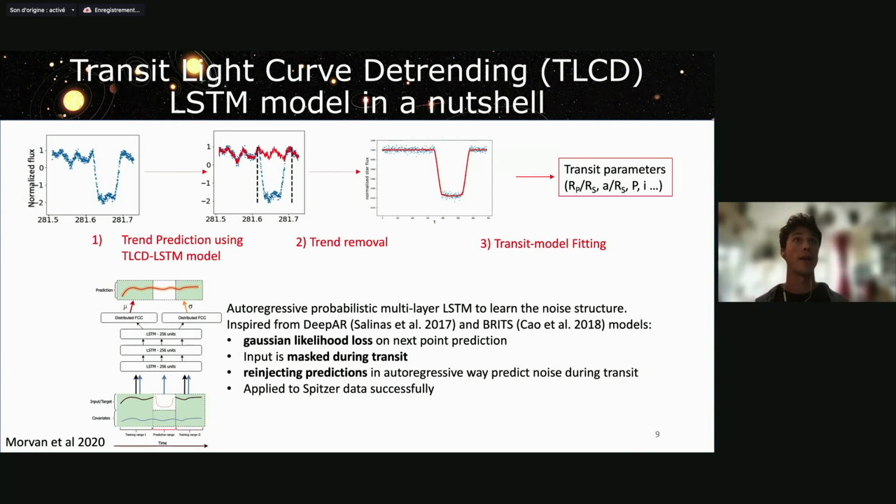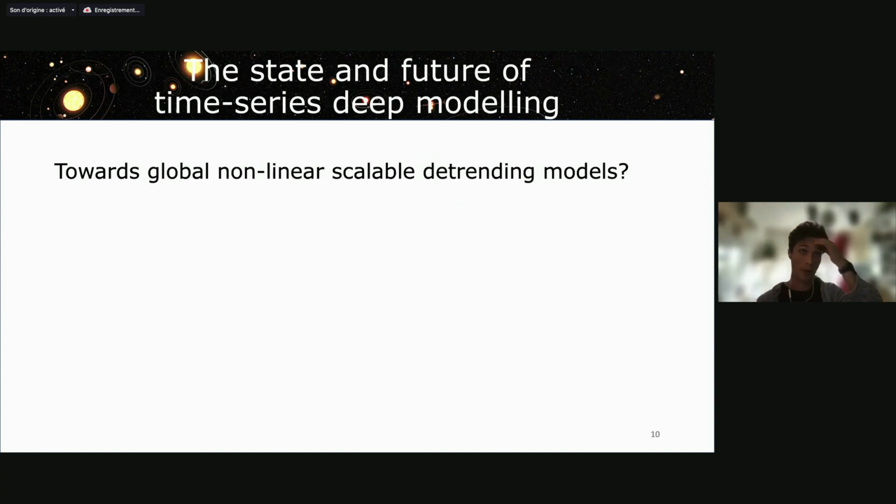I think that time series models are really powerful when it comes to many different light curves. And I'd like to make a little parenthesis on the state of the art in time series modeling, because here the idea would be to go toward a global, nonlinear, scalable detrending model, which would work for all the instruments. But is it something achievable now, or even in 10 years, or is it very far away?